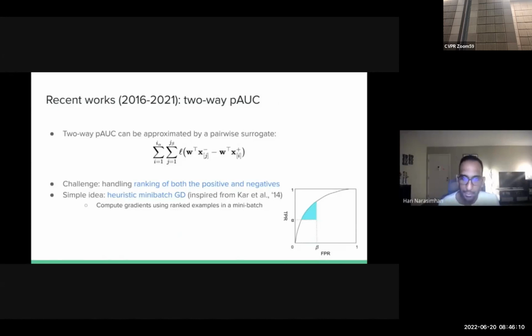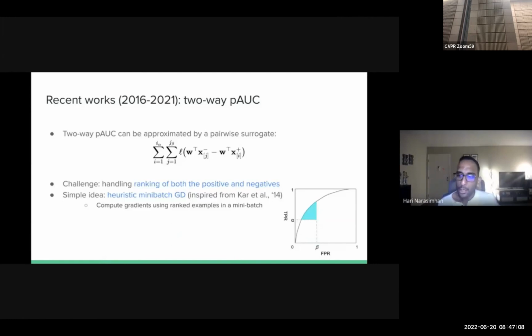I'll be showing all objectives using a linear model, but the methods I'll be describing from now on also apply to nonlinear modeling. Now, one simple idea that has been tried out to optimize this surrogate for the two-way partial AUC method is heuristic mini-batching, where one simply ranks the positive and negative examples in each mini-batch, identifies the top ranked negative examples and the bottom ranked positive examples, and computes gradients on just a subset of top ranked negatives and bottom ranked positives in each mini-batch. So this is a very simple approach. However, it turns out that this simple heuristic mini-batching approach does not come with convergence guarantees.